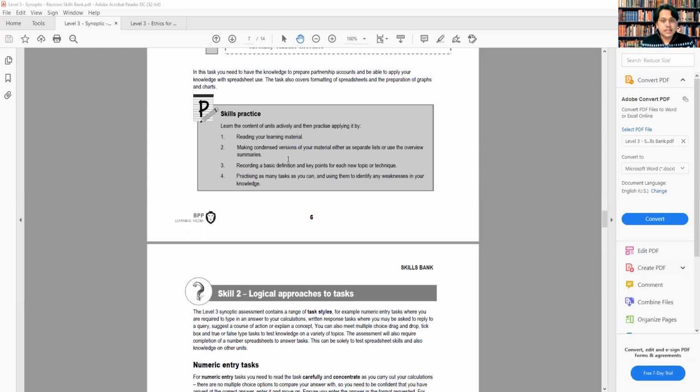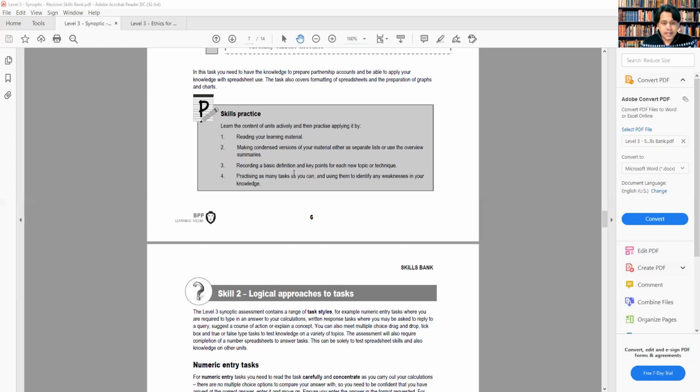Make a condensed version of your material, either as a separate list or using the overview and summary. Sometimes at the end of the chapter there is only one page that is the summary of the chapter, and that will give you the summary of everything you learned from this chapter. It is very important. The chapter overview will tell you what you're going to see from this chapter, and the chapter summary will tell you what you have learned from this chapter, so you can always look at that.